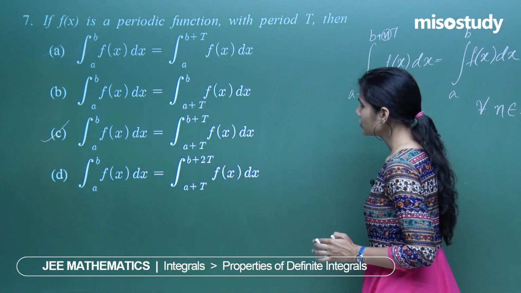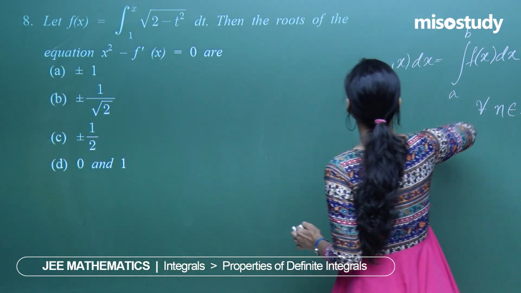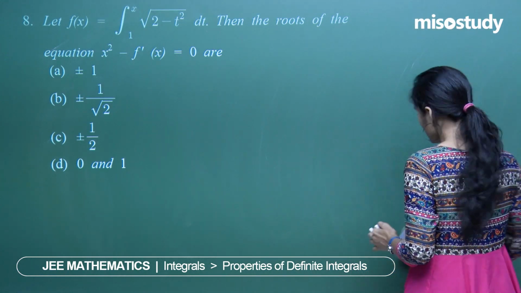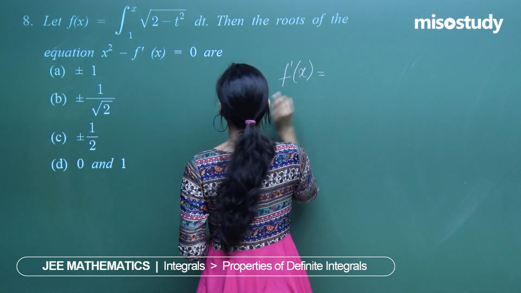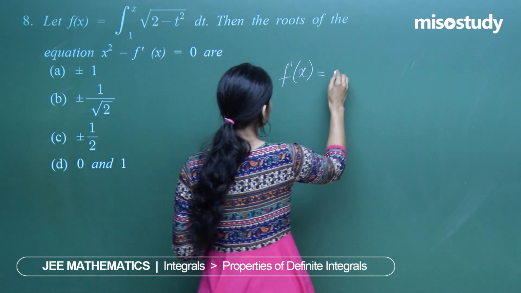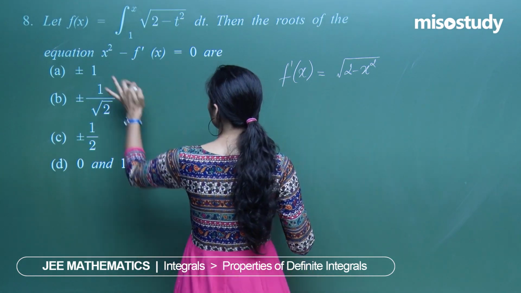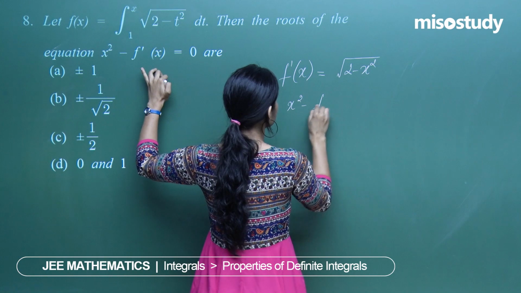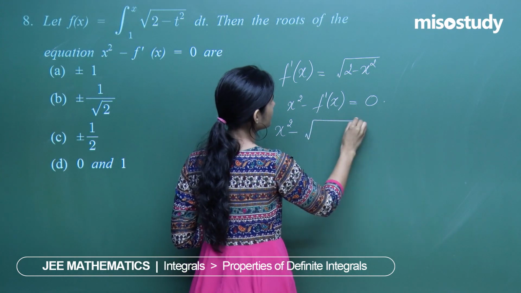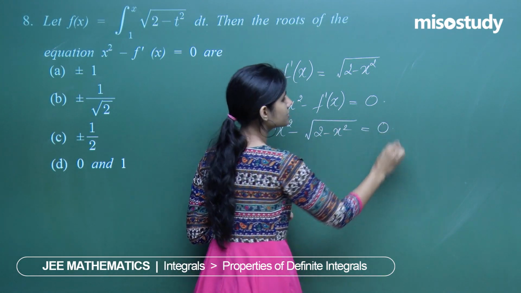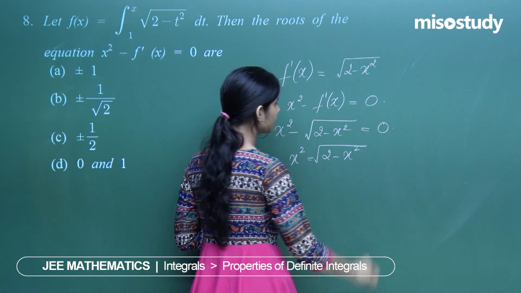Fine. The next question says, let f(x) be equal to this, then the roots of this equation are what? Real roots. Okay. Let's see. So f(x) is this, that means what is f dash x? It is under root 2 minus x square and not t square. Now that we know f dash x, I am interested in this equation, x square minus f dash x equals 0. X square minus, this is f dash x, equals 0. X square equals under root 2 minus x square.